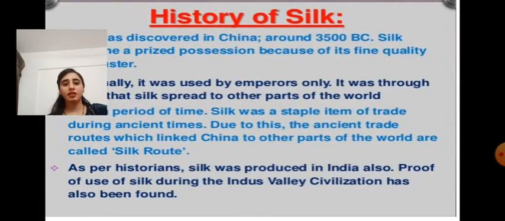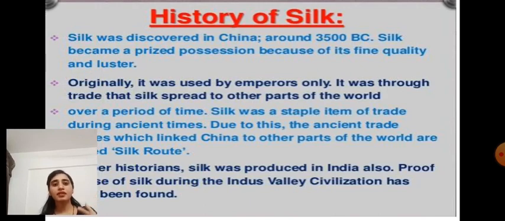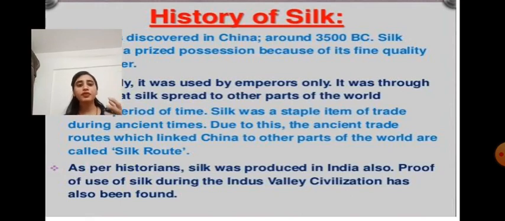Now, history of silk. Silk was discovered in China around 3500 BC. Silk became a prized possession because of its fine quality and luster. Originally, it was used by emperors only. And silk is produced in India also, because use of silk during the Indus Valley civilization has also been found. This is all the history of silk, where it is found, where it developed.